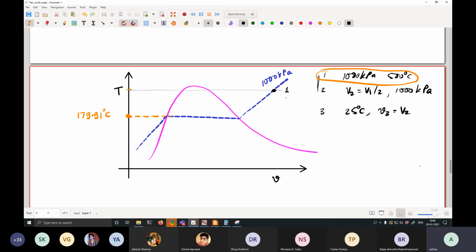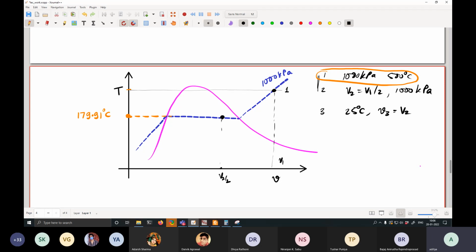Now where is point 2? Point 2 is inside the dome. Yes, sir. Inside the dome it is, so that the volume is half its volume. So this is V1 by 2. It is somewhere over here, inside the dome.